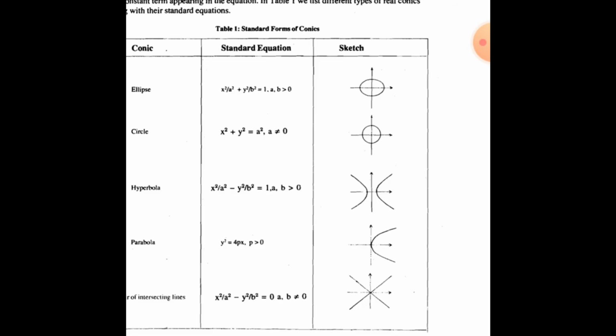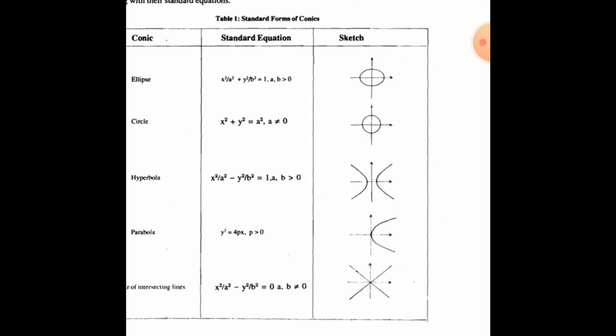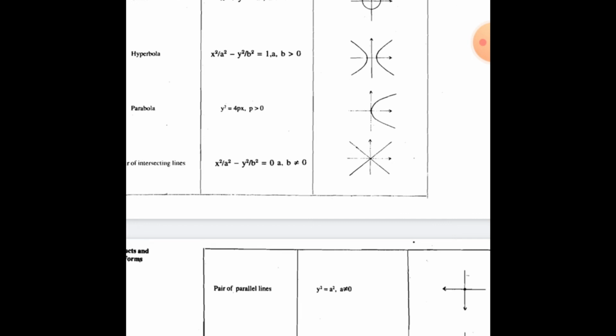Every time whenever the question is telling you to draw the rough sketch, you have to always try to form the standard equation, and the standard equation can be of ellipse, of circle, of hyperbola, of parabola, of pair of parallel lines, or pair of coincident lines, or point conic.